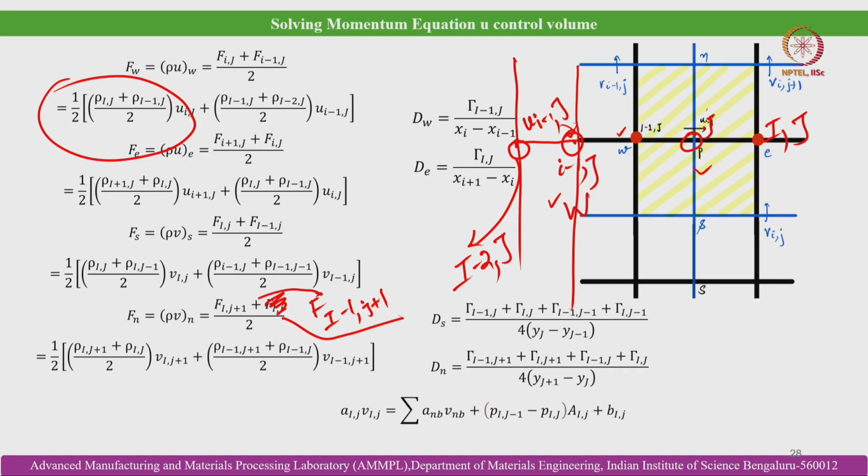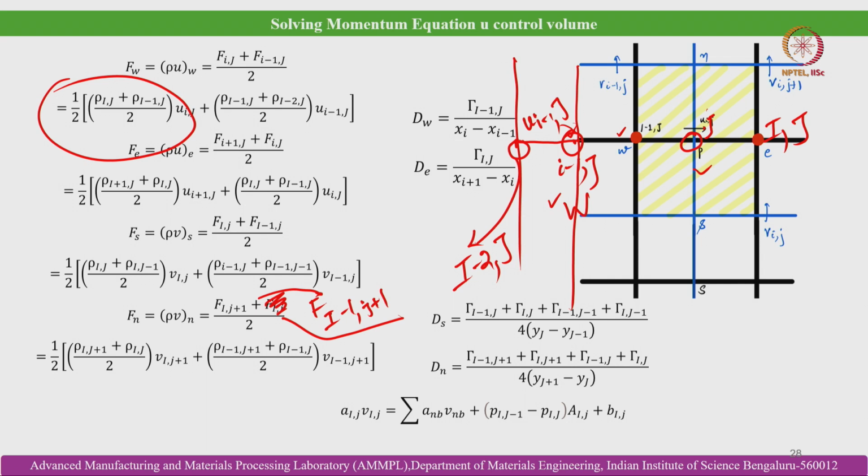So, you can see that for the west face of the u control volume, the diffusive conductance D_w is equal to Γ(I-1, J) divided by x_I minus x_{I-1}, and for the east face, the diffusive conductance D_E is equal to Γ(I, J) divided by x_{I+1} minus x_I. Then for S, that is the south face of the u control volume, because no intermediate node is available, the average is taken from the nearby 4 nodes.